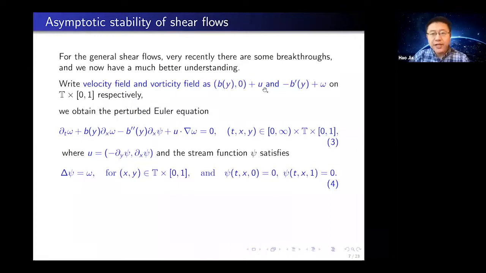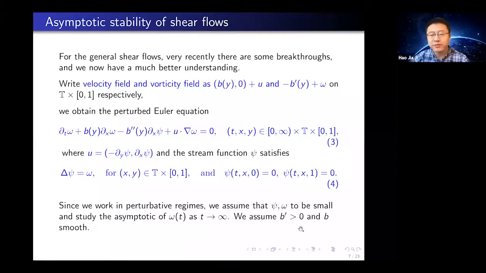Now, written in this form, the perturbation u and omega satisfy the following Euler equation. You have partial t omega plus b(y) partial x omega minus b double prime(y) partial x psi plus u dot gradient omega is equal to 0. Again, in addition to the ordinary term u dot gradient omega, you have two extra terms. Similar to the vortex case, these two terms will help us, especially the second term, stabilize the flow. And the stream function, of course, can be recovered by solving the Laplacian equation, and the velocity field is again given by the Biot-Savart law.